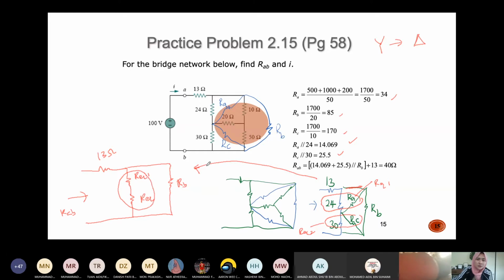This is a series circuit. So that's why 14.069 plus 25.5. This is in series. Okay. Then you will get the R equivalent 3. So this R equivalent 3 is actually parallel with the RB. So that's why this one you have this series connection parallel with RB. And then you further simplify, you will have a circuit like this, 13 ohm.